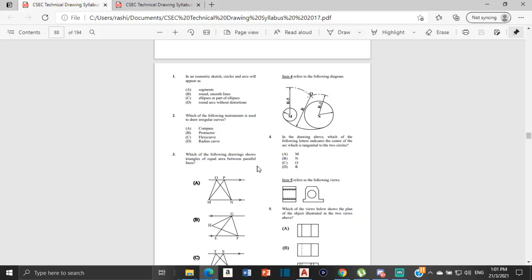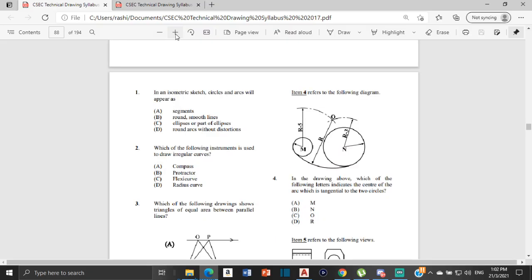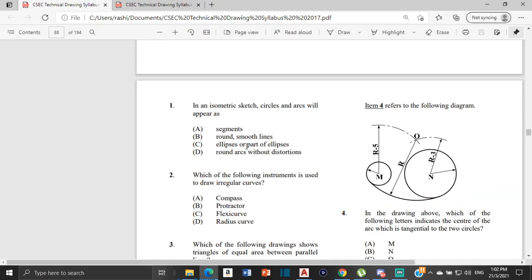Alright, so for number 1 here, let me just zoom this in a bit. It says, in an isometric sketch, circles and arcs will appear as, and the answer for this is C, ellipses or parts of an ellipse.